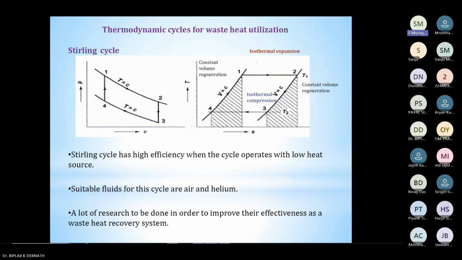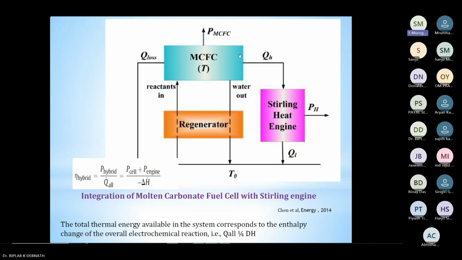If you see the Stirling cycle, in internal combustion engines, thermodynamic cycles, as standard cycles, you would have studied the Stirling engine or Stirling cycle. A Stirling engine can be coupled with a fuel cell exit, so that whatever waste heat you get can be used to operate a Stirling engine. You can use air or helium in a Stirling engine, and you can get a secondary power output from the Stirling engine. Next, please.